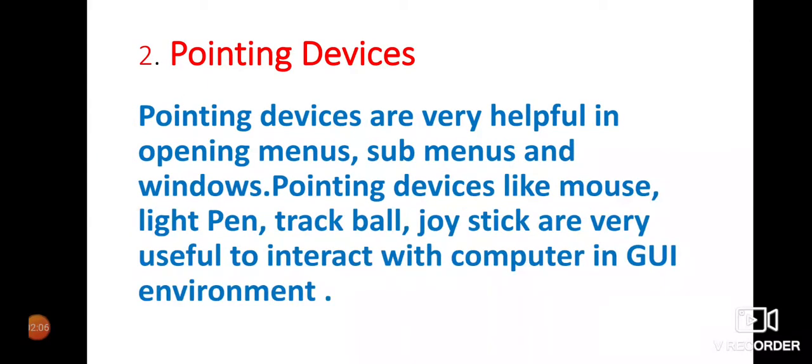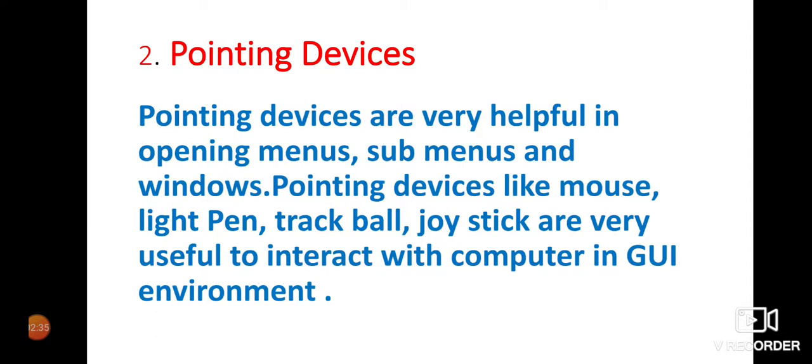Second is pointing devices. Pointing devices are very helpful in opening menus, sub-menus, and windows. Pointing devices like mouse, light pen, trackball, and joystick are very useful to interact with the computer in a GUI environment. With their help, we can point to various icons, menus, sub-menus, and windows in our GUI operating system.